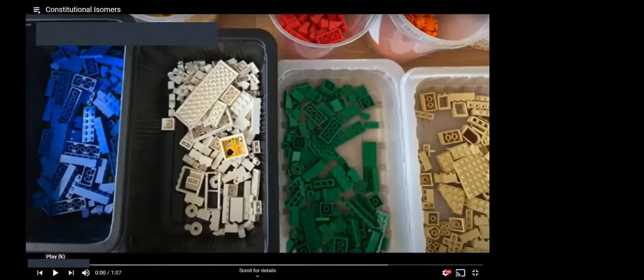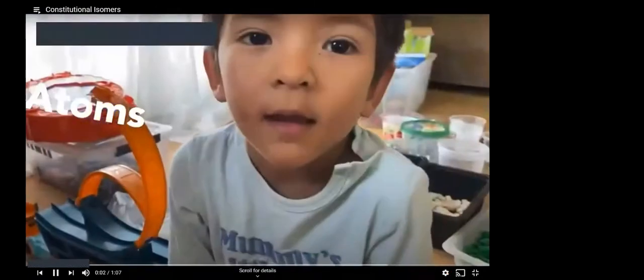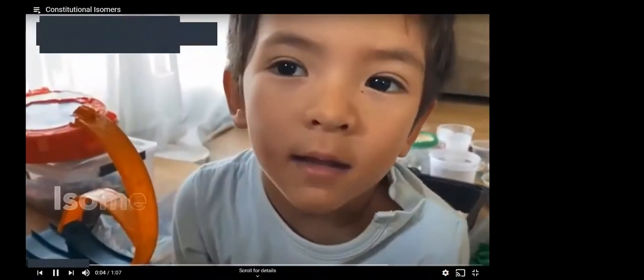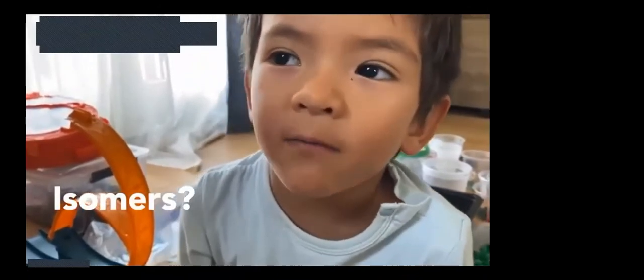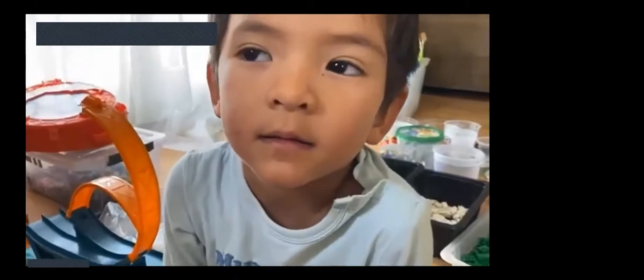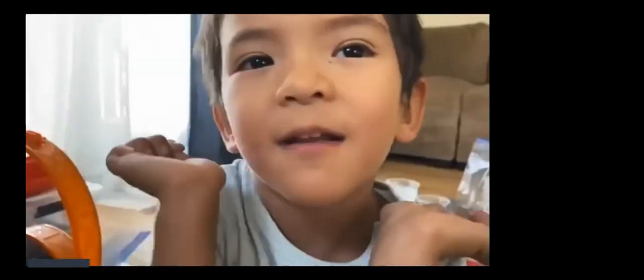Simplified, here's a video of Liam learning the concept of isomers. Hi Liam, what's an isomer? Different formula, different connections. Hi Liam, what's an isomer? Same formula, different connections.